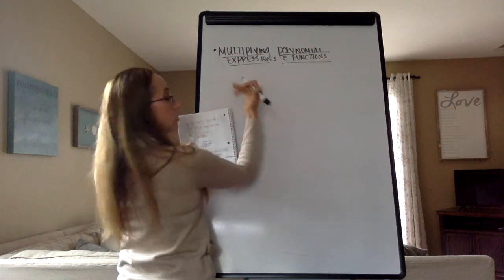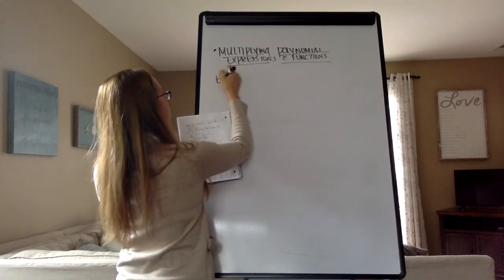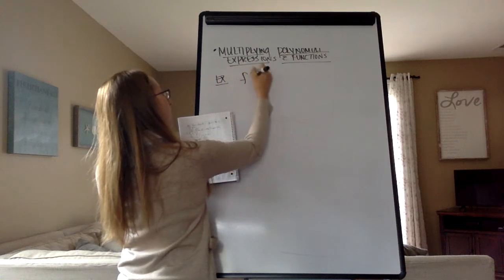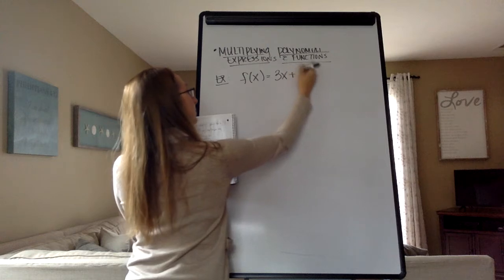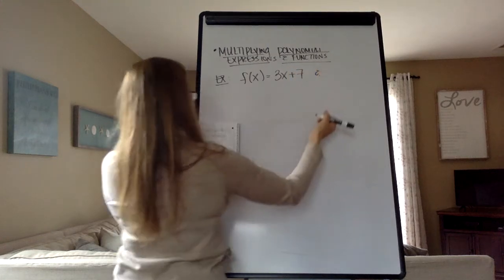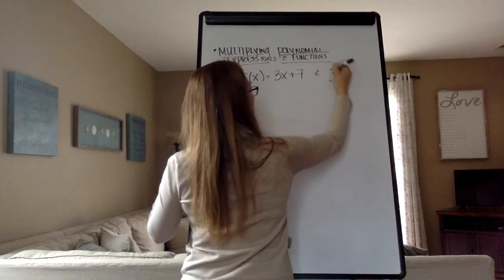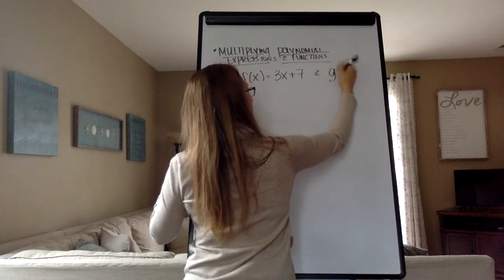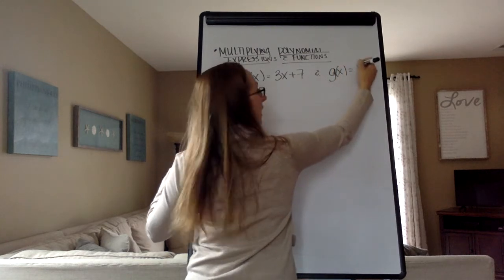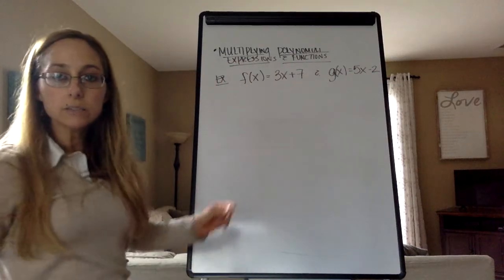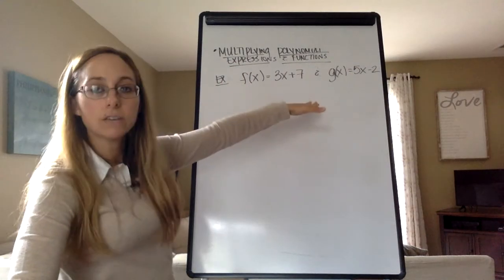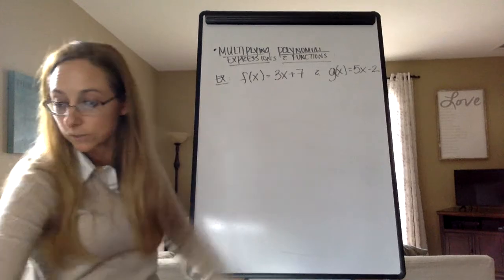So let's go ahead and give you two functions. We have f of x is equal to 3x plus 7, and then we have g of x, which is equal to 5x minus 2. So we have f of x, which is equal to 3x plus 7, and g of x, which is equal to 5x minus 2.